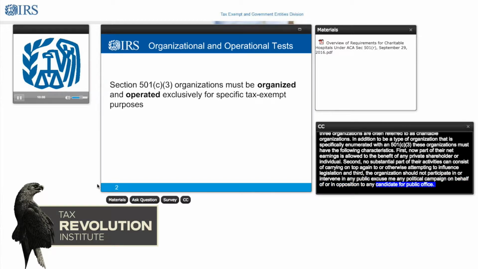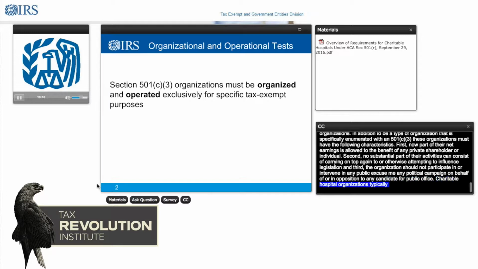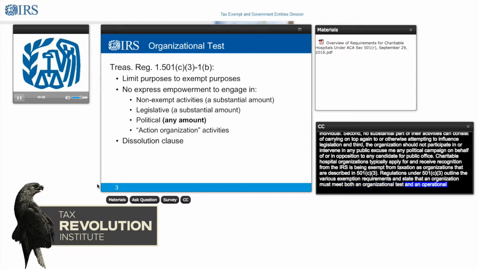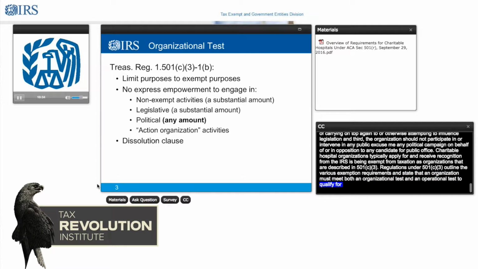Charitable hospital organizations typically apply for and receive recognition from the IRS as being exempt from taxation as organizations that are described in Section 501c3. The regulations under 501c3 outline the various exemption requirements and state that an organization must meet both an organizational test and an operational test to qualify for exemption under Section 501c3. Cheryl, can you explain what the organizational test is?